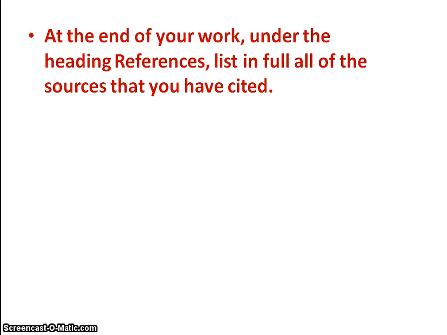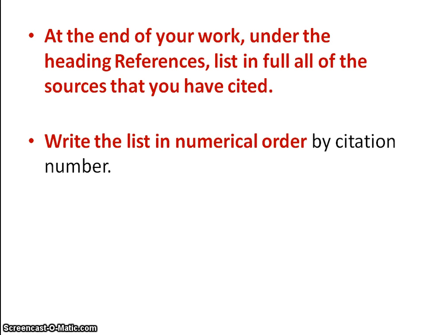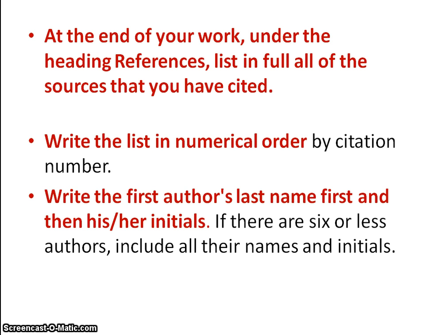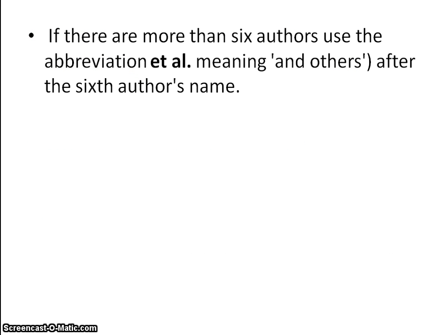At the end of your work, under the heading References, list in full all of the sources that you have cited. Write the list in numerical order by citation number. Write the first author's last name first and then his or her initials. If there are 6 or fewer authors, include all their names and initials. If there are more than 6 authors, use the abbreviation et al., meaning and others, after the 6th author's name.